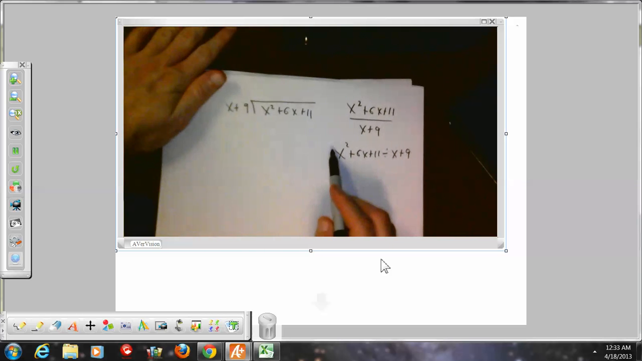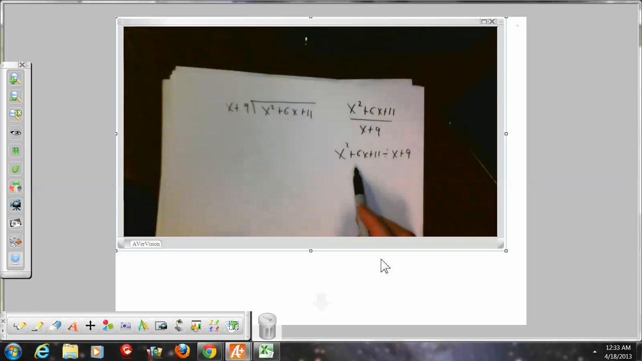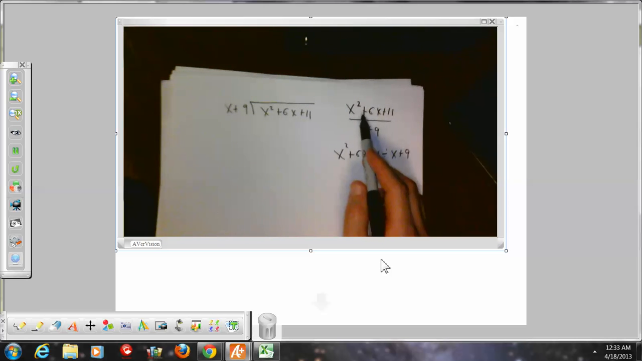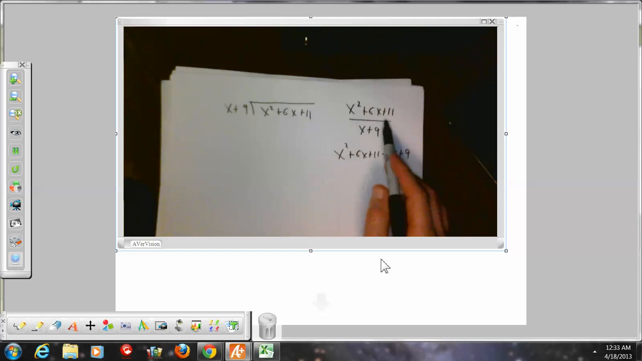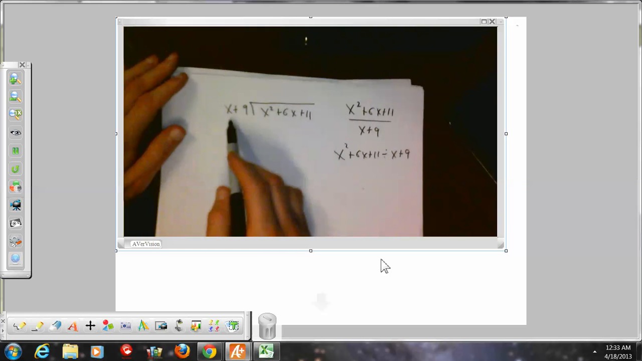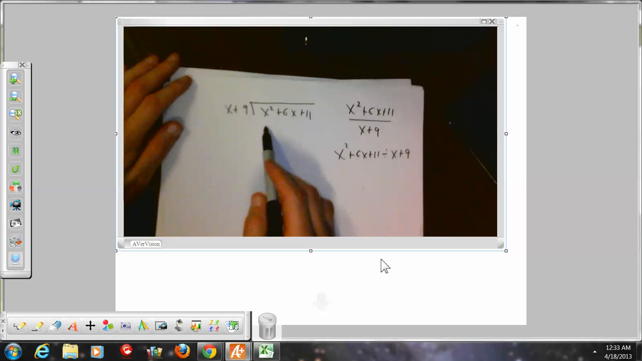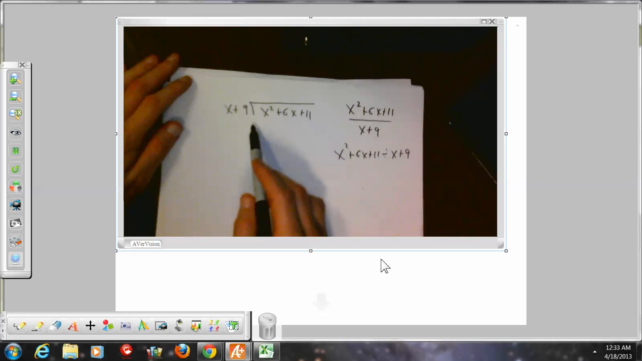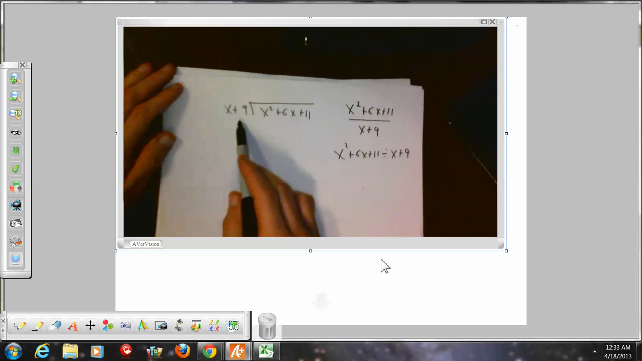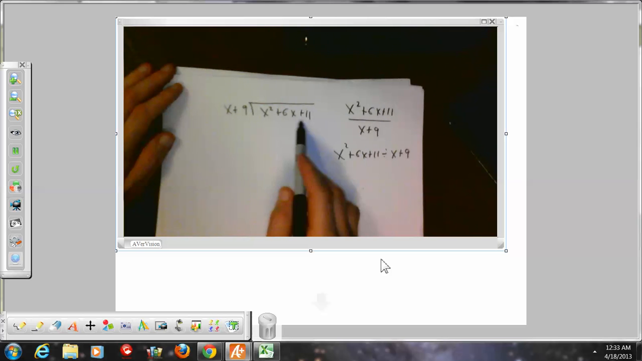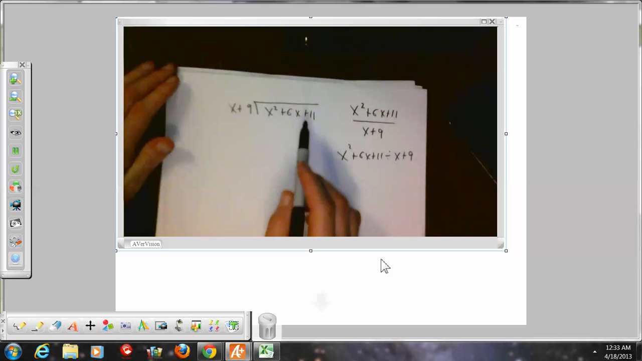So the problem can be written as x squared plus 6x plus 11 divided by x plus 9. Or it can be written as x squared plus 6x plus 11 over x plus 9. Or we can write it this way, which means x squared plus 6x plus 11 divided by x plus 9. Or when they write it this way, sometimes people say x plus 9 into x squared plus 6x plus 11.